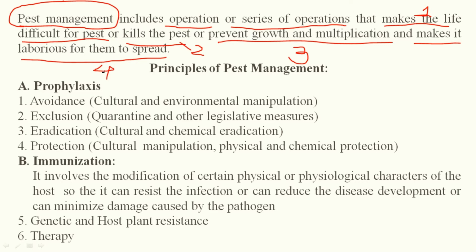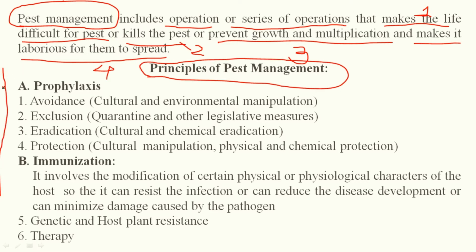Now we will study the principles of pest management. What are the basic principles? It is again two parts: one is prophylaxis or prophylactic, the second is immunization. Prophylaxis means we have to do some manipulation outside the plant. Immunization is where we do some manipulation in the plant itself. So first we will complete the prophylactic principles, then we will go to immunization.